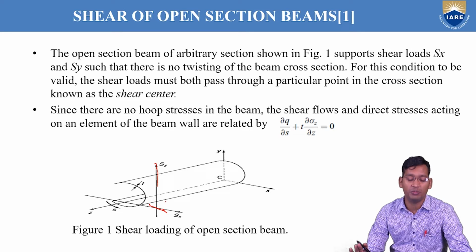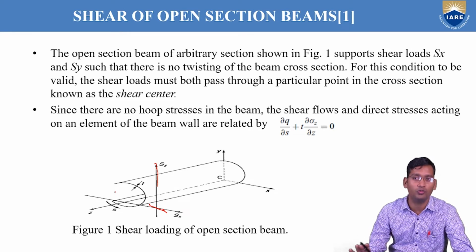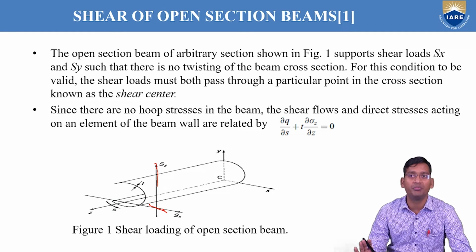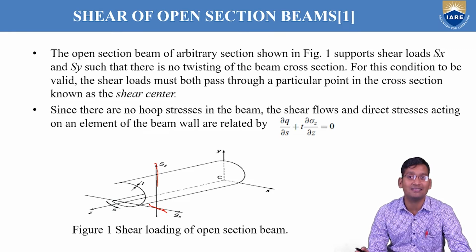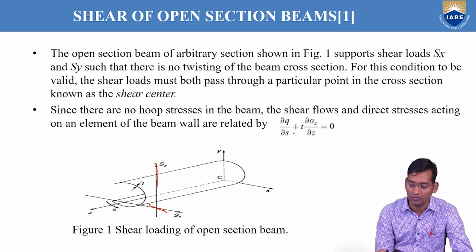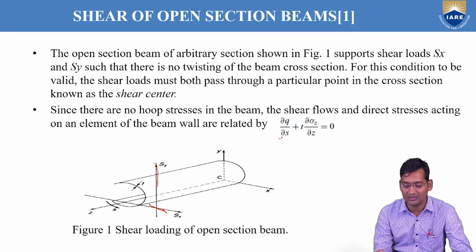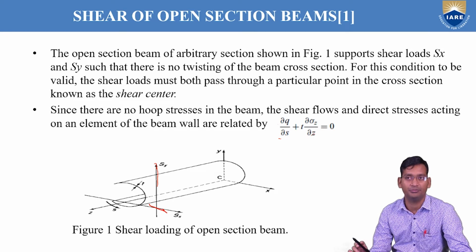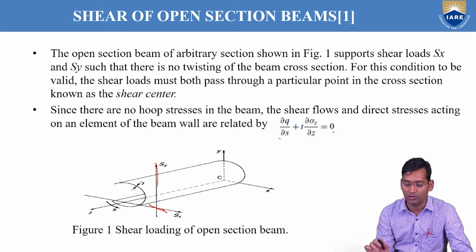Since the section is open, no hoop stress will be there in the beam. The shear flow and direct stress acting on an element of the beam wall are related by del q by del s plus t del sigma z by del z equals 0, where s varies over the surface and sigma z is the stress along the z direction varying with z.